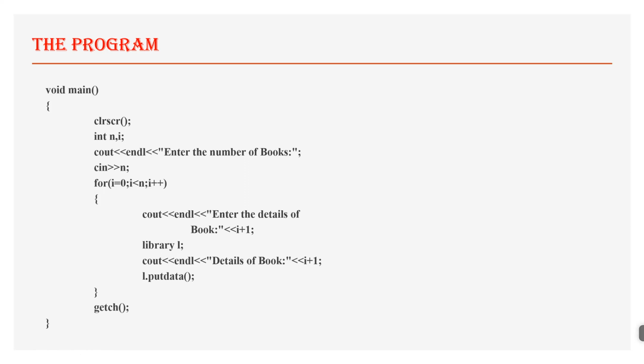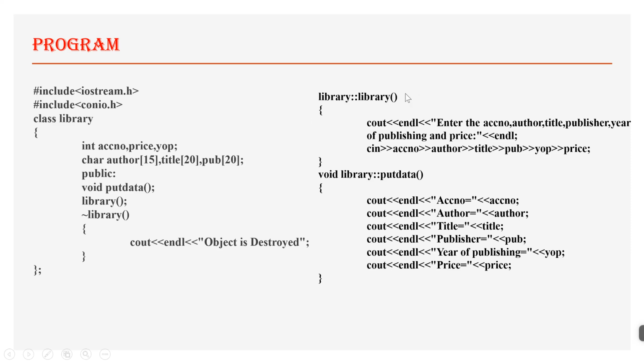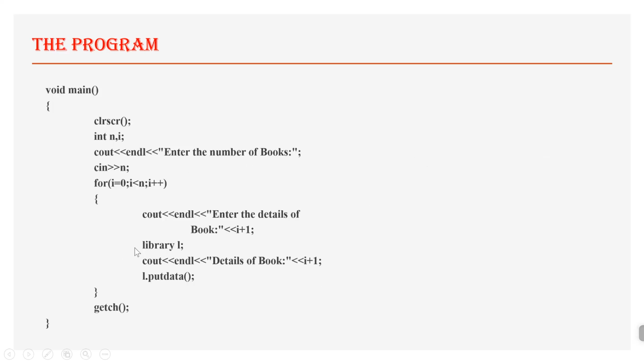What does it mean? L is a constructor. The moment L is created, automatically this function will execute. I'll get a message: enter the accession number, author, title, publisher, year of publishing, and price. So I need to enter these the moment I create an object L of type library. But here I've used it in a loop, and there is a reason why I need these in a loop.